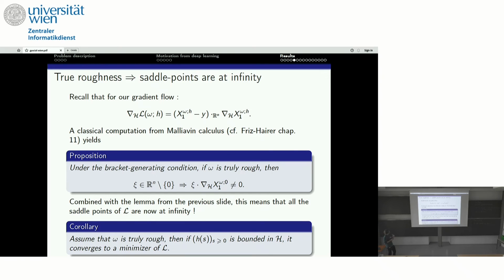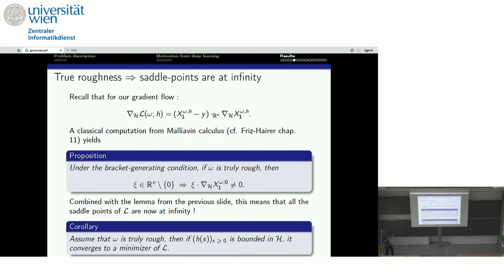This is something which is classical in Malliavin calculus, but in rough path theory this has a quite nice, simple formulation. It can be seen, for instance, in the book of Peter and Martin, that if you have a truly rough path in this sense, then basically you are not degenerate, in the sense that you have no orthogonal direction to your gradient.